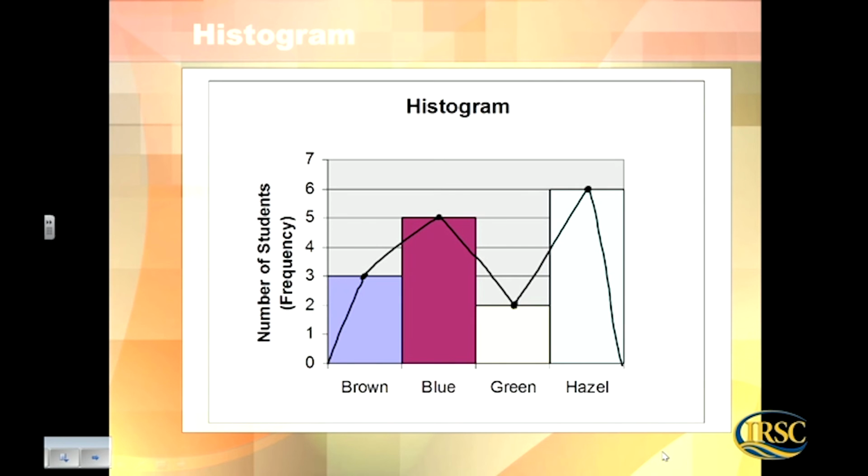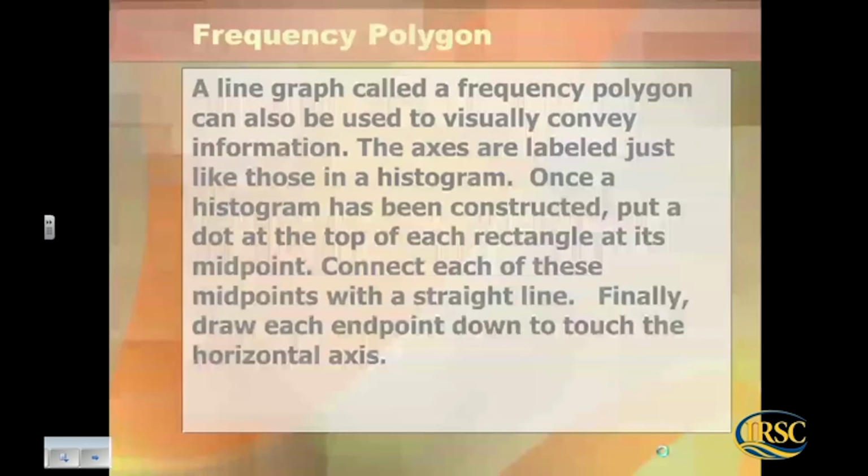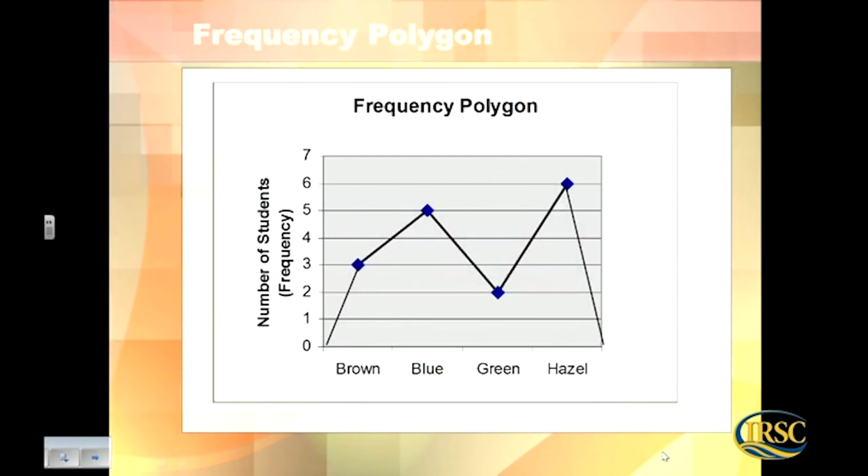Okay, so this is why it's called a polygon, because notice that if you use the base and then these lines that connect here, you've created this polygon, this closed shape with straight lines. Okay, but you don't want the histogram behind it anymore. So this is what our frequency polygon would look like once you've finished it. Okay, so we have a histogram, we have a frequency polygon.